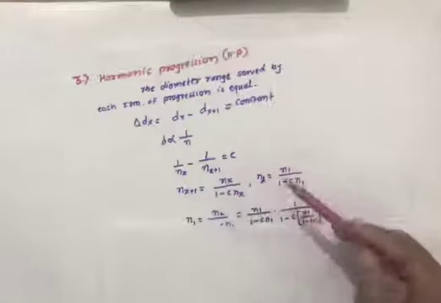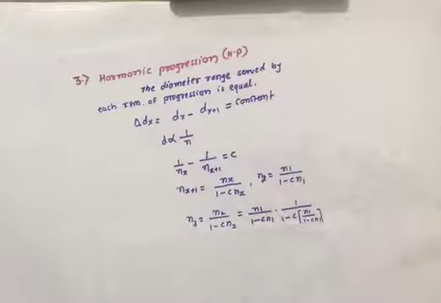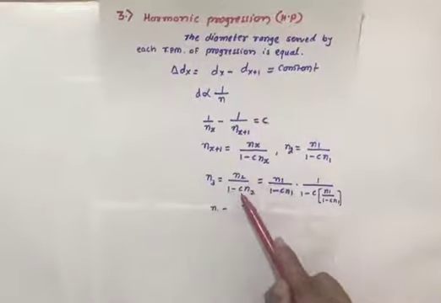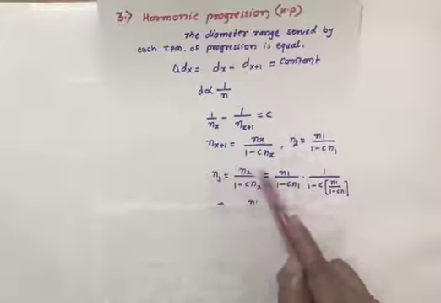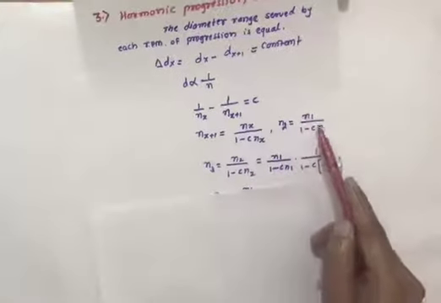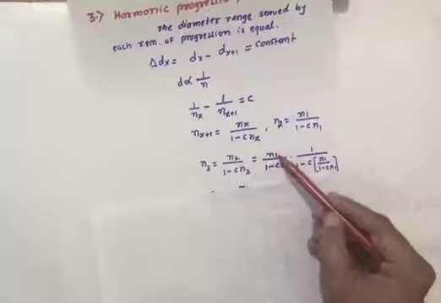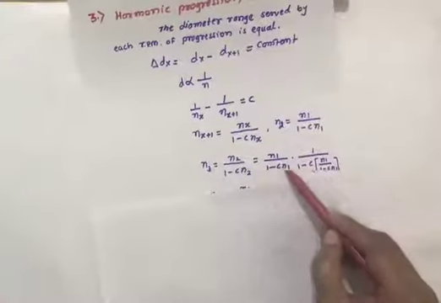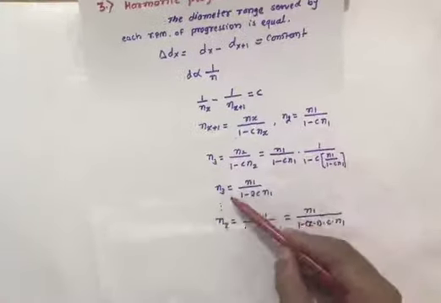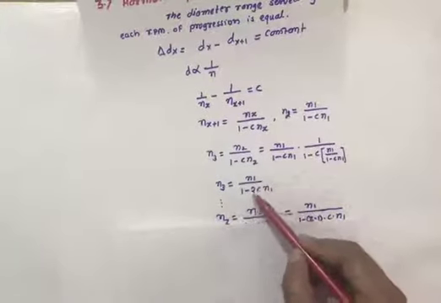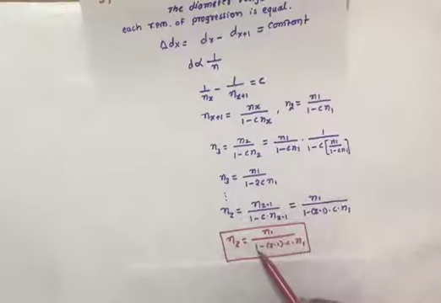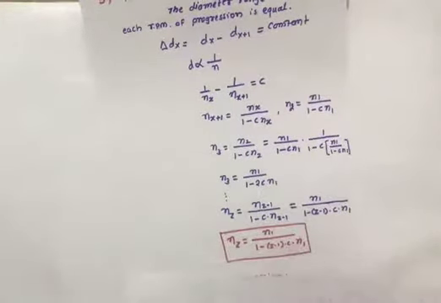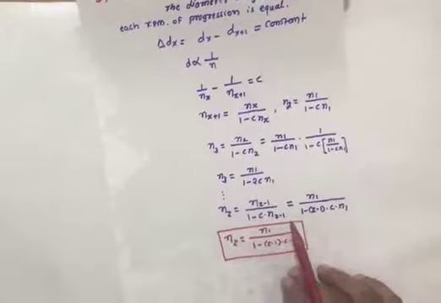so nx plus 1 is equal to nx upon 1 minus c into nx, so n2 becomes n1 upon 1 minus c into n1. Similarly n3 becomes n2 upon 1 minus c n2. So putting the n2 value from here in terms of n1, we get a generalized formula, n3 is equal to n1 upon 1 minus 2c n1. So the generalized formula is nz is equal to n1 upon 1 minus z minus 1 into c into n1. This is the harmonic progression.